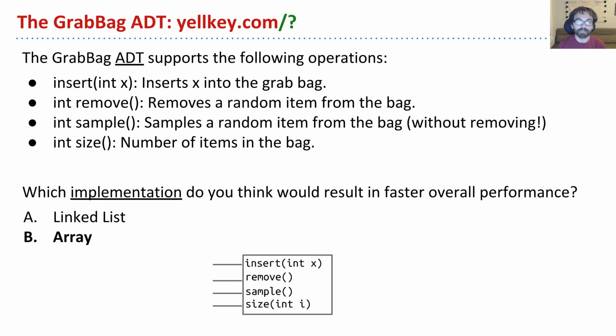By contrast, if we had a linked list, then we would have to go to some random place in the list and then remove it, and that would require linear time in order to find a random item. So in this particular case, the array is a strictly better solution for this abstract data type. And these questions are quite often very challenging.